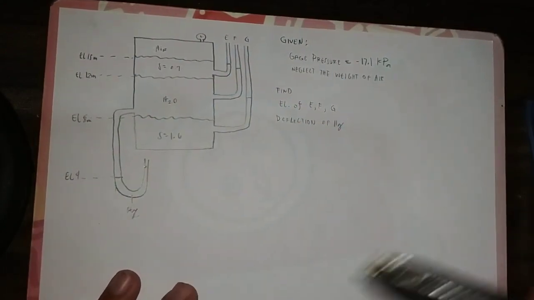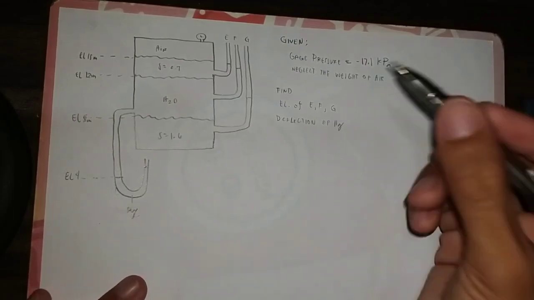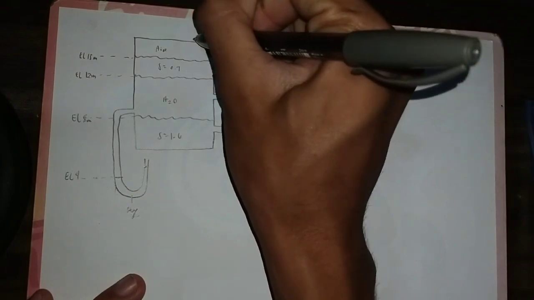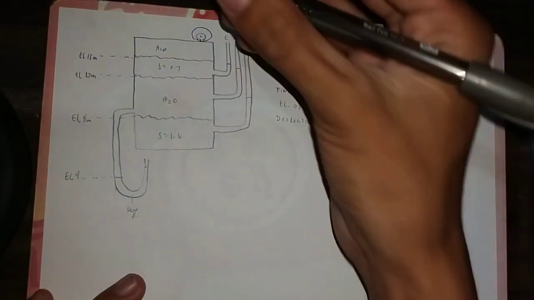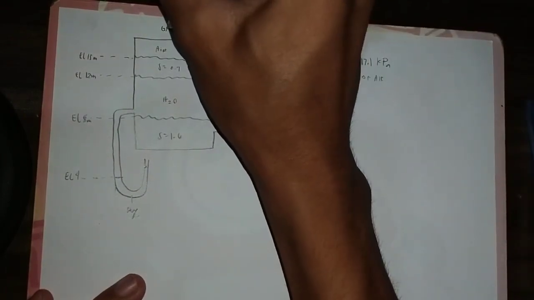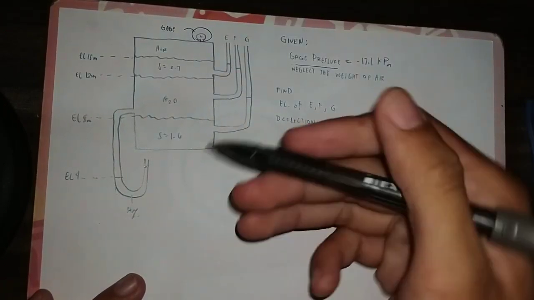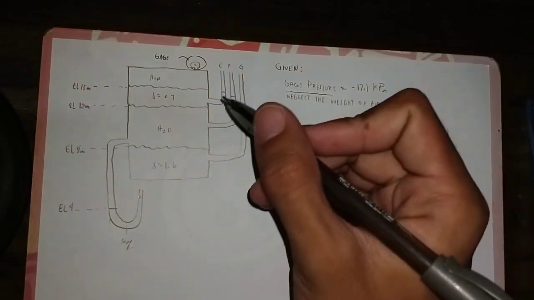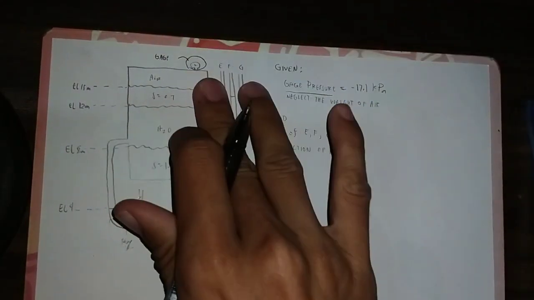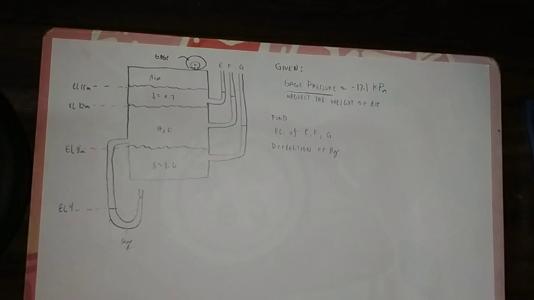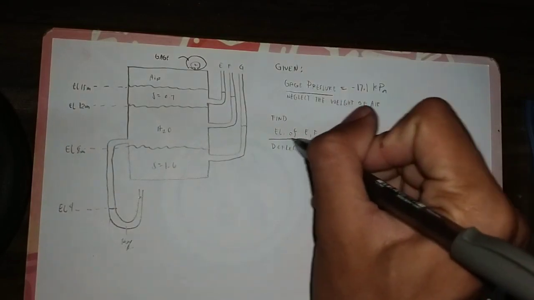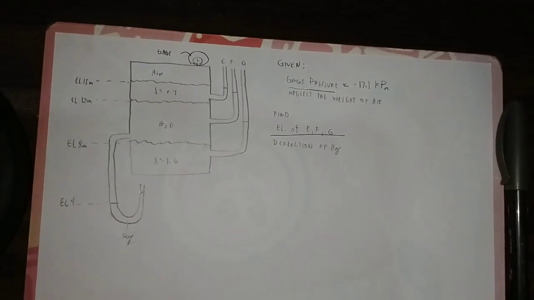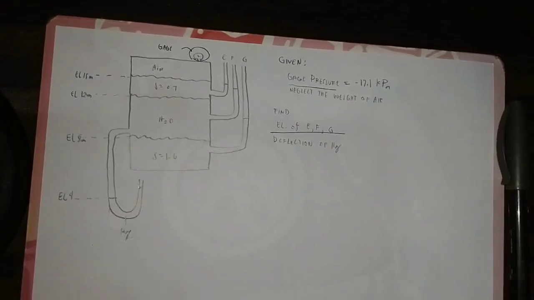First of all, we need to find where the gauge pressure is. In a diagram, when you see this icon here, like a clock, this is the gauge. So the gauge pressure is above. Since we know now that the gauge pressure is in here, above, we can now solve for the elevation of E, F, and G. So let's first start with the elevation of E.